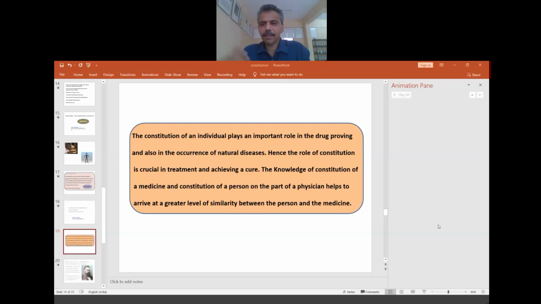This is a 3-mark question, or if you're lucky, it can come for 5 marks. Define constitution can be a 3-mark question. Define constitution, list the types and their characters can be a 5-mark question. So either one is a sure shot to come up in your exams.